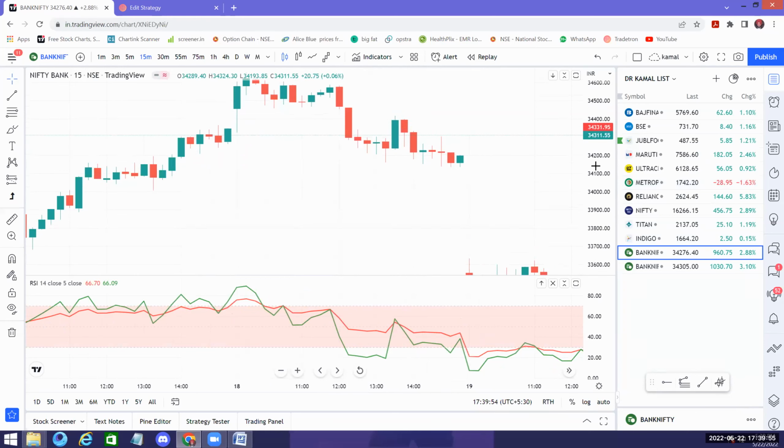Bank Nifty, we are having huge candles. 461, 284, 180 odd points. Now these candles are killing us.